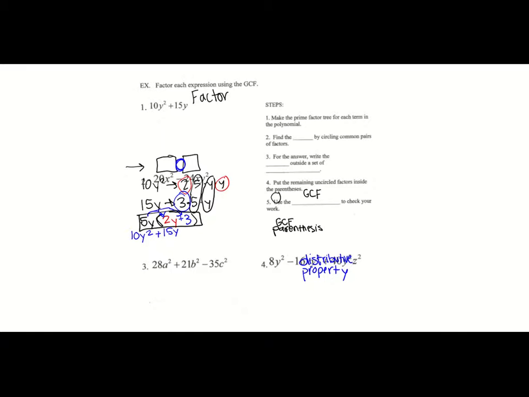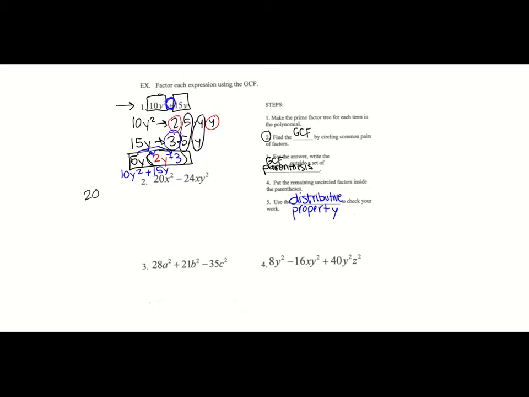Number 2, we're going to start with our first step, make the prime factor tree for each term in our polynomial. So we have 20x squared. We can turn 20 into 5 times 4 times x, but we can still break up this 4 here. So I'm going to continue to write that again. We have 5 times, instead of 4, I can write 2 times 2. And then I still have x times x. So now this is the prime version of my factor tree. I can't break up those numbers any further than that.